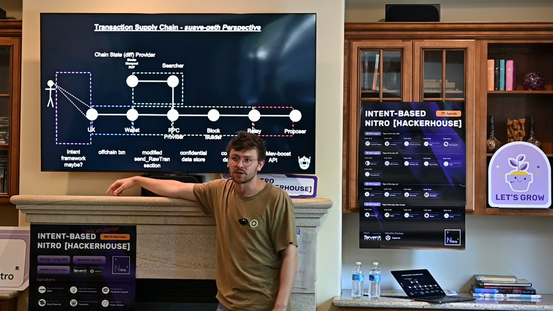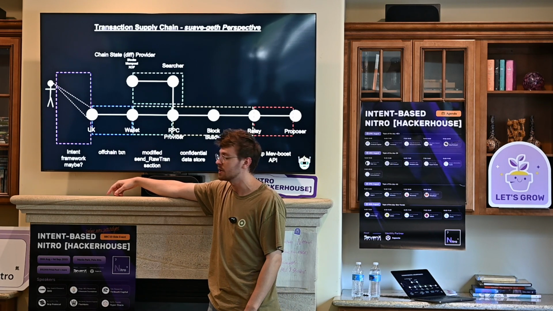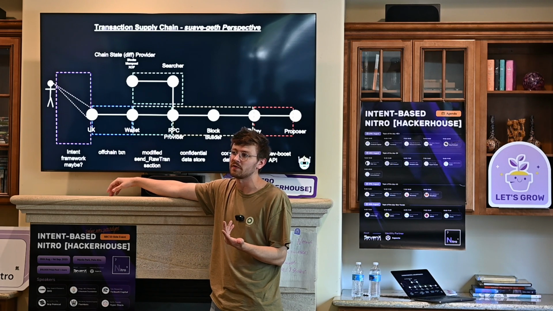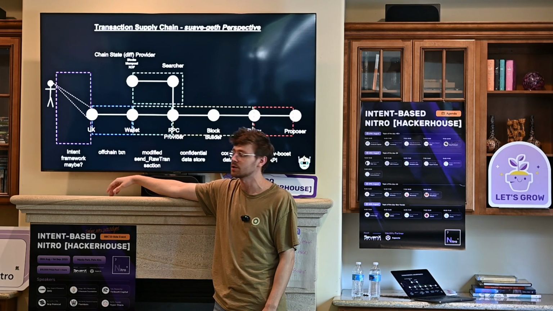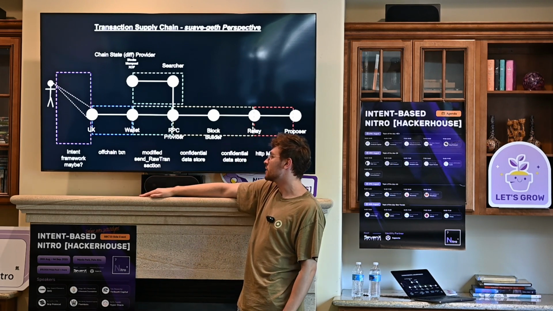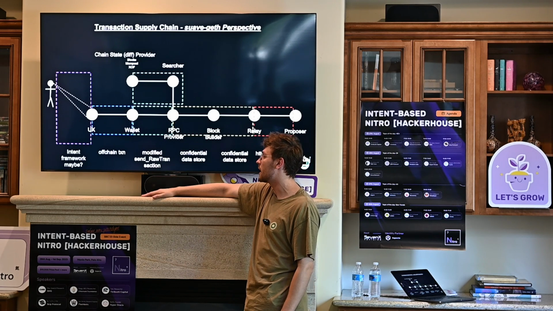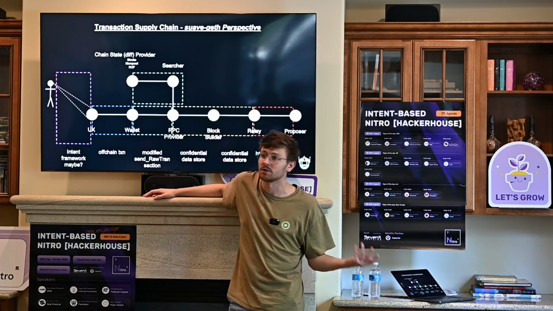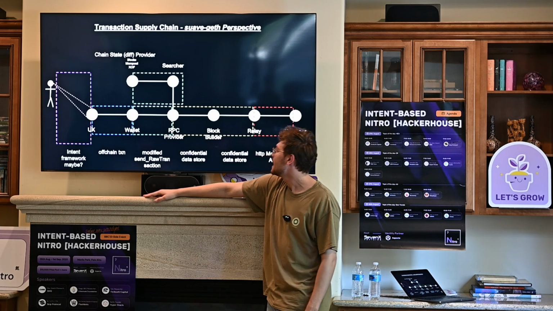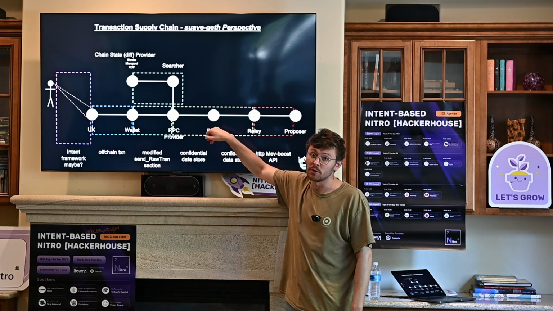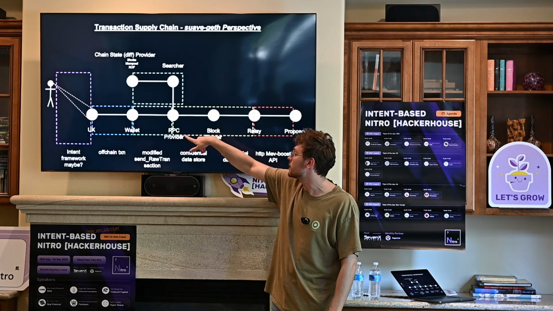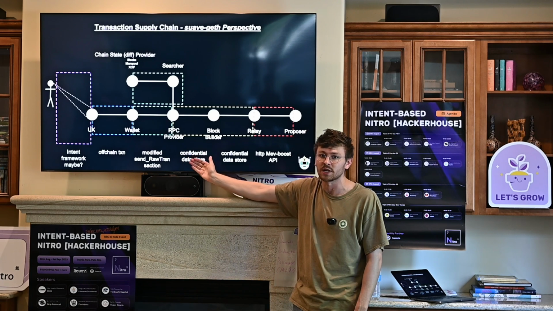But other than that, exactly the same, like one or two field differences. As well, you also specify which contracts are allowed to execute over your transaction. Yeah, so the RPC is also slightly modified. Send raw transaction just takes this new off-chain transaction type. How the RPC and the block builder communicate is also different now. They communicate through the confidential data store.